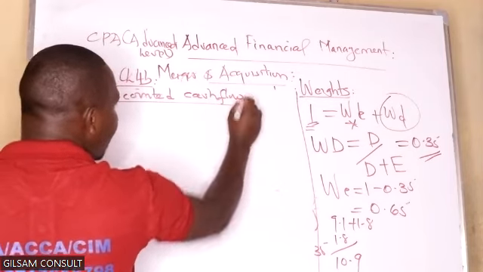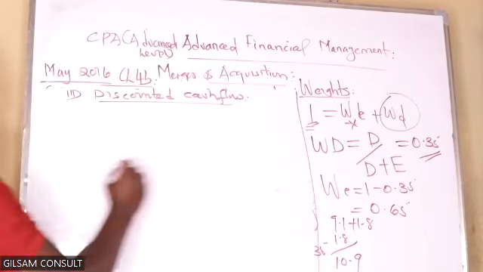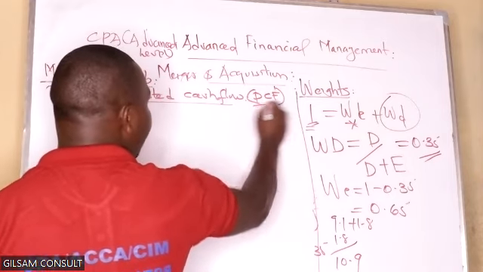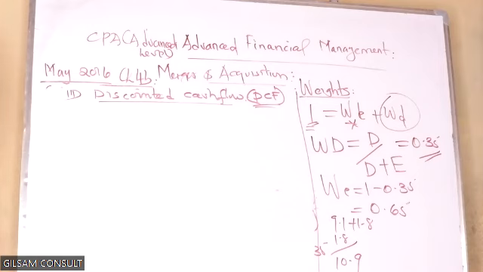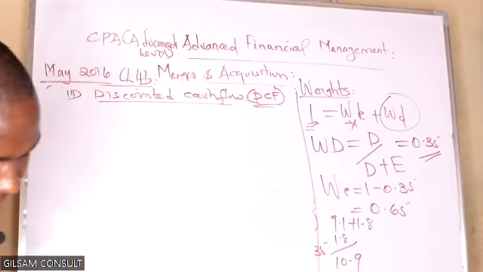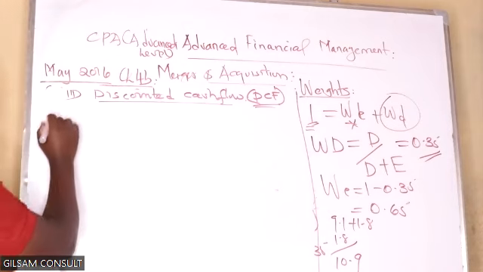Then, first of all, discounted cash flow, in bracket DCF, is the free cash flow. So we need to get our free cash flow. The one they have given us here is not the free cash flow. So let's get the free cash flow.